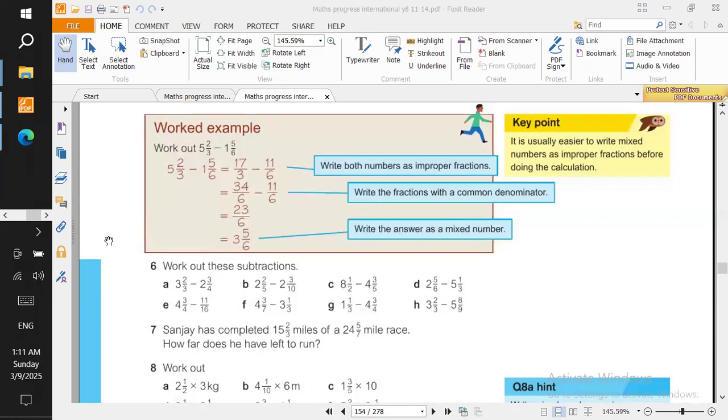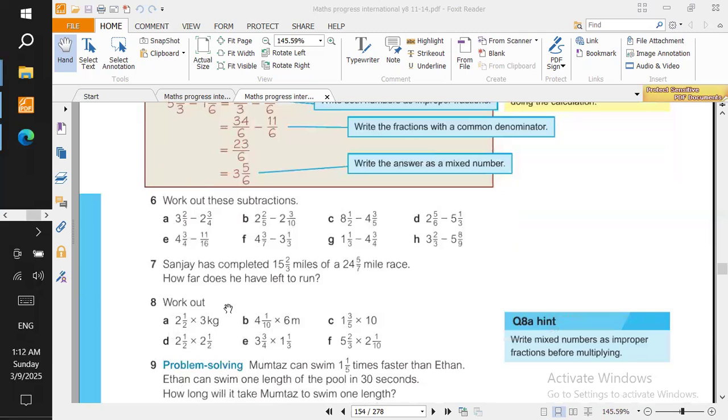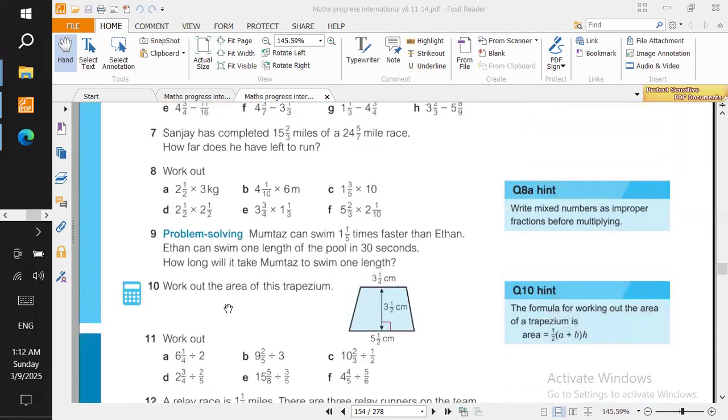Okay. You can work out these by turning them into improper fractions like they did here, and then you'll get the final answer. Same idea, okay? So turn them into improper fractions like we did, and then use the same denominator method or the common denominator, and then work out the rest of the question. Same idea here, work out this.